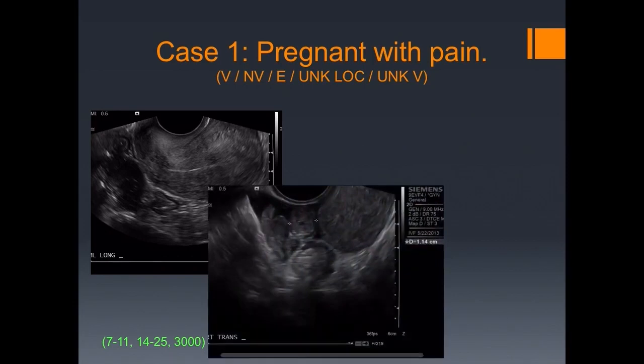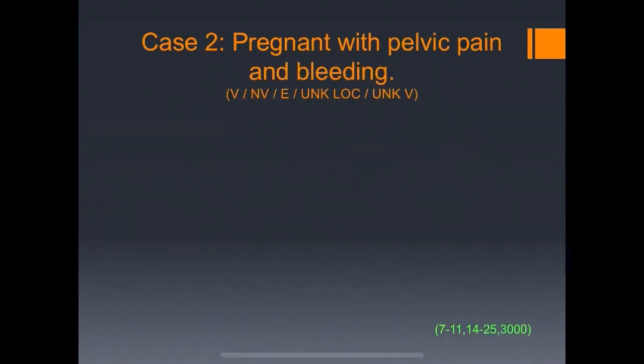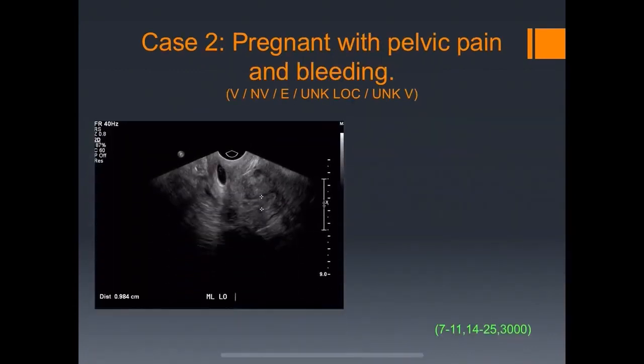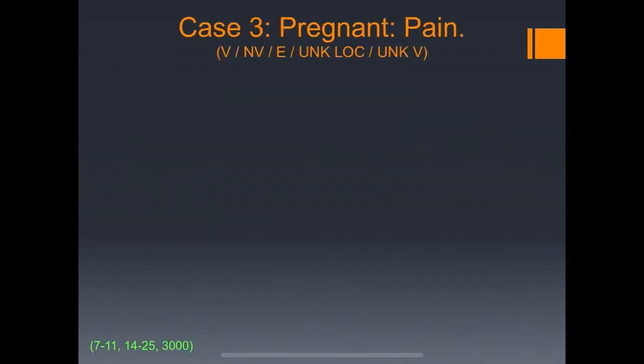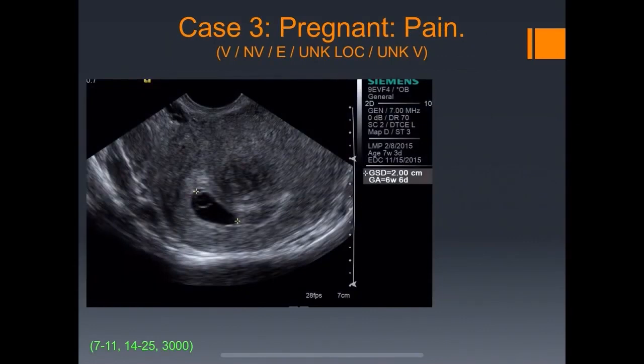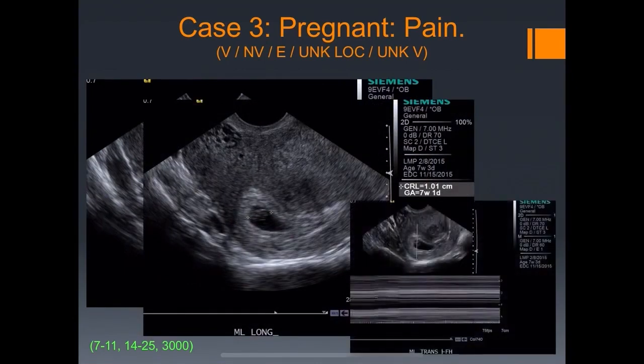Here's a view through the adnexa. Another view of the adnexa. Case number 2, pregnant with pelvic pain and bleeding. So we have a sagittal view through the uterus, which is retroverted. A more cone down view near the cervix. Case number 3. So here we have an intrauterine gestation. We see a yolk sac. We do have a fetal pole measuring 10 millimeters. No heart rate.